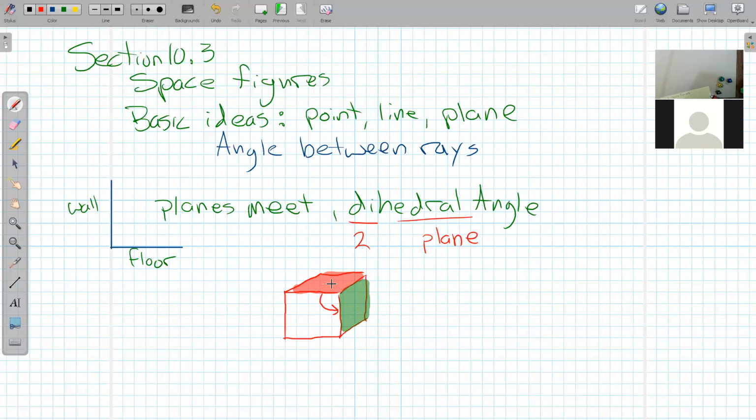And so that angle where two planes meet is called a dihedral angle. And it's like the angle that these two lines meet at. And so, for example, this dihedral angle is the same as the angle on the edges of this face right here. There's a 90-degree dihedral angle in this cube. So just a note, cubes have 90-degree dihedral angles.